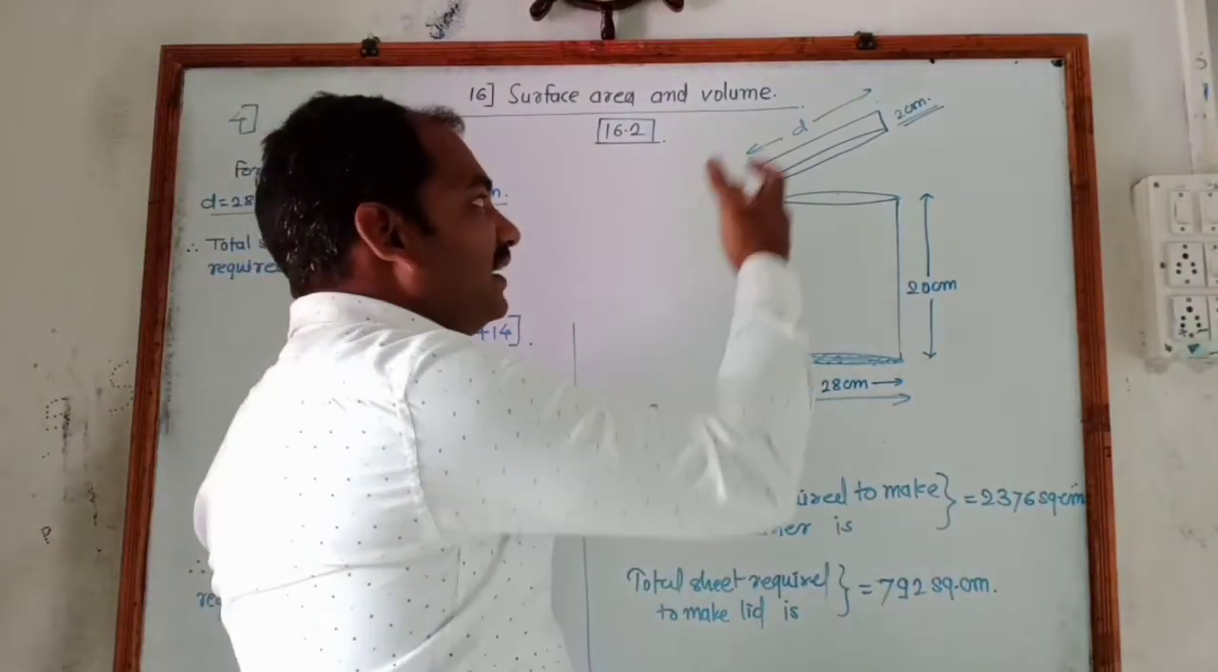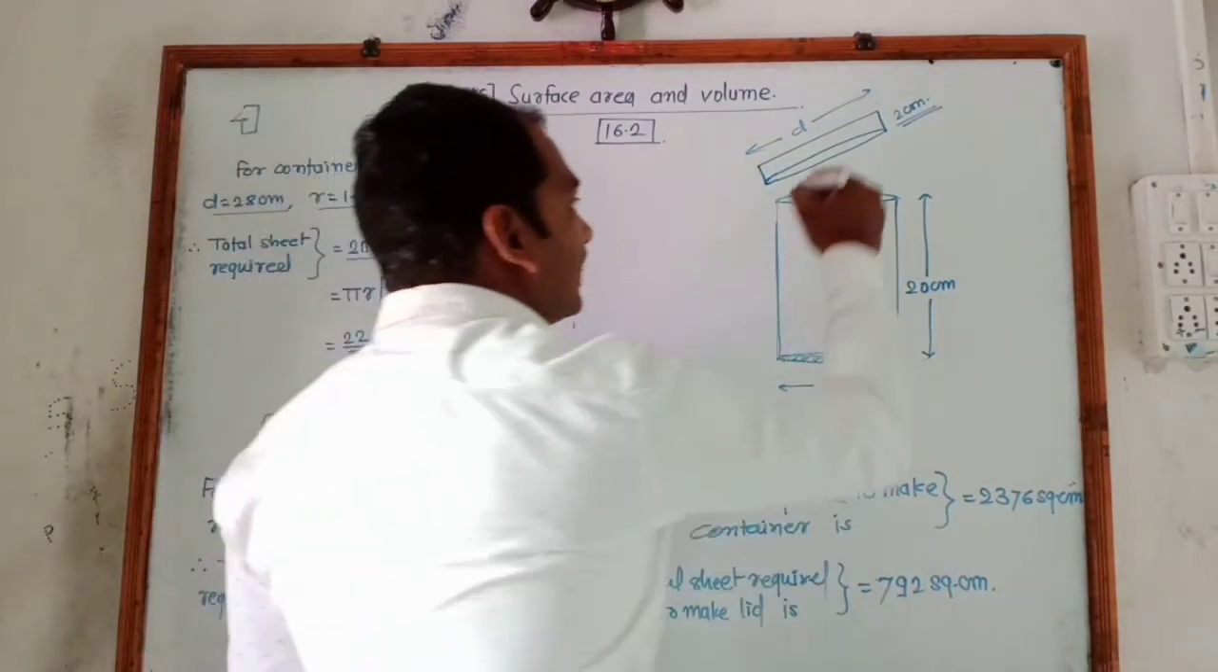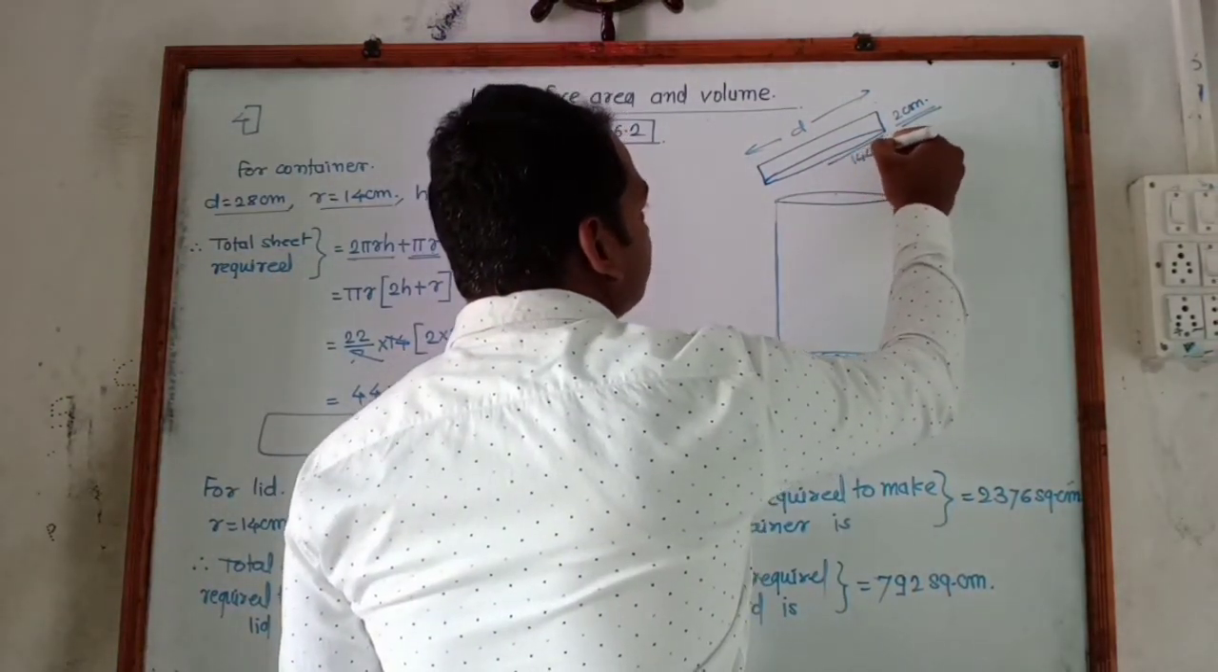So what is the diameter of the lid also? 28 centimeter and therefore radius is 14 centimeter.